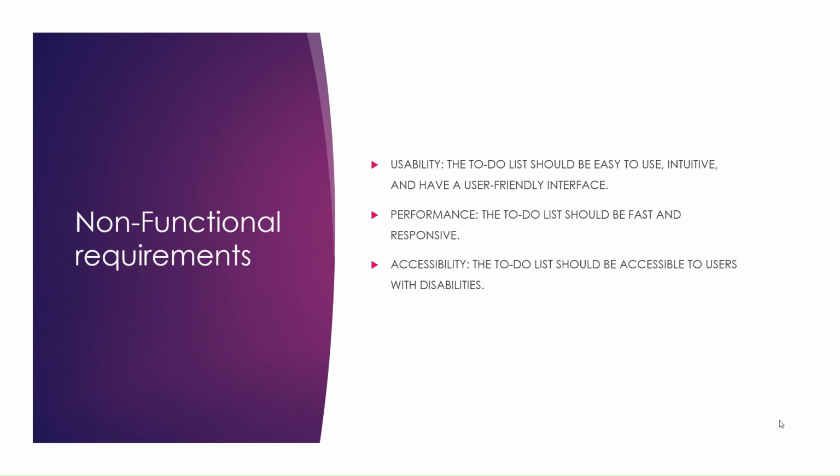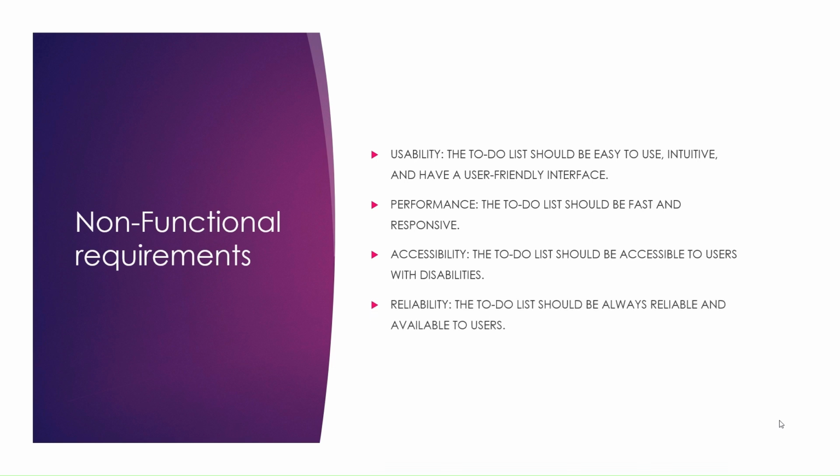The next one is reliability. If the to-do list is unreliable, users may miss important deadlines or forget to complete important tasks, which can have serious consequences, so reliability is essential for a to-do list.